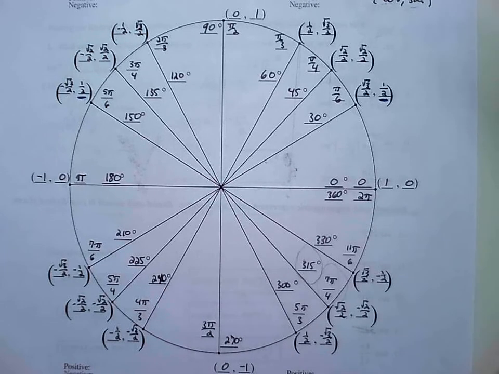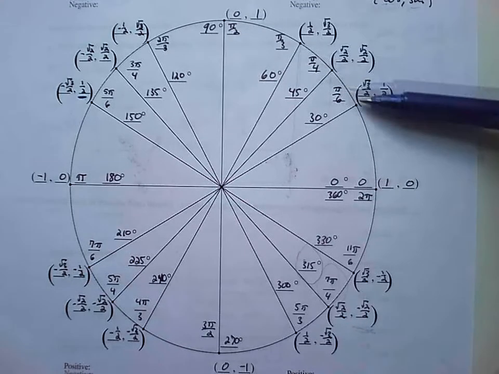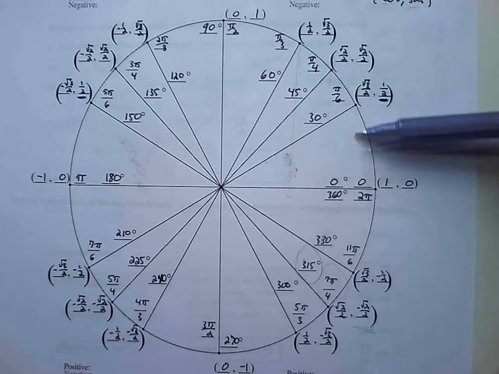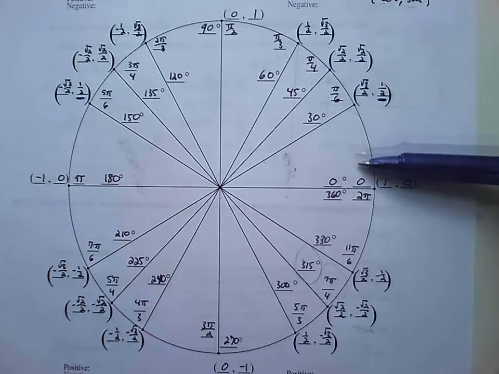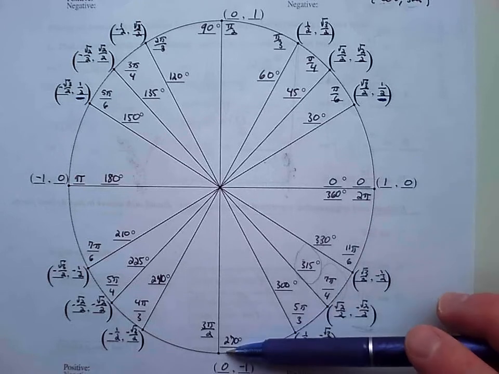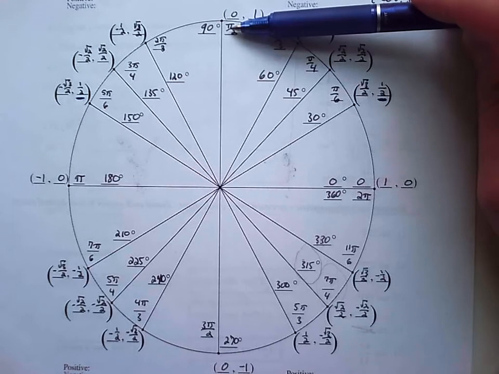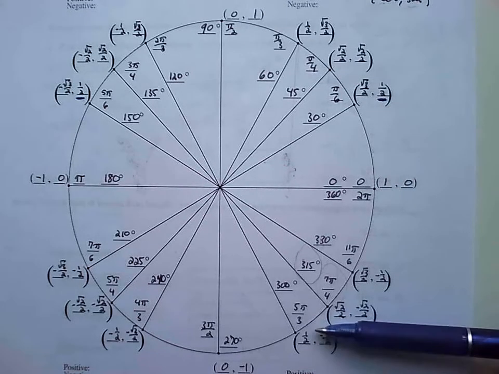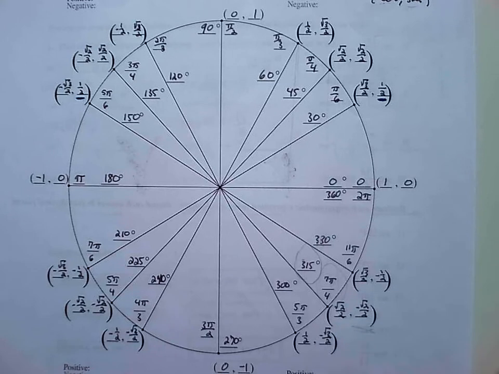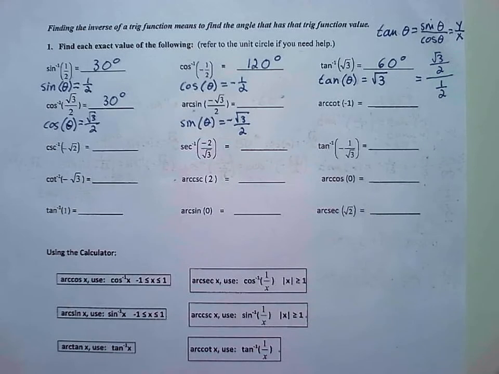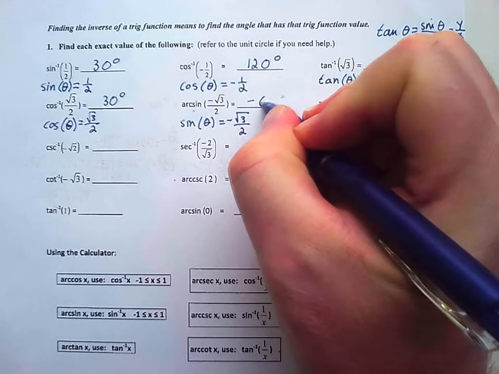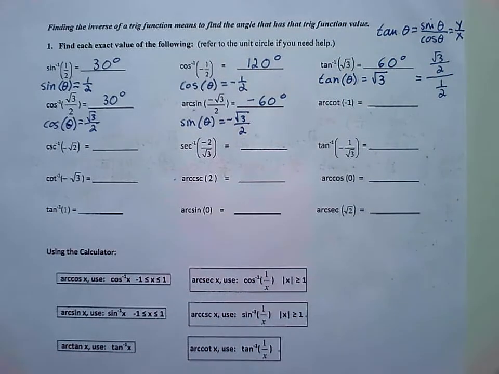But keep in mind that for the inverse sine, we only want to use this right-hand section of our unit circle, because for the inverse sine, we need to be between negative pi divided by 2, which is negative 90 degrees, and pi divided by 2, which is 90 degrees. So therefore, the only angle that's going to work is negative 60 degrees right here, because we're looking for negative square root of 3 divided by 2. So therefore, the answer to this is going to be negative 60 degrees.